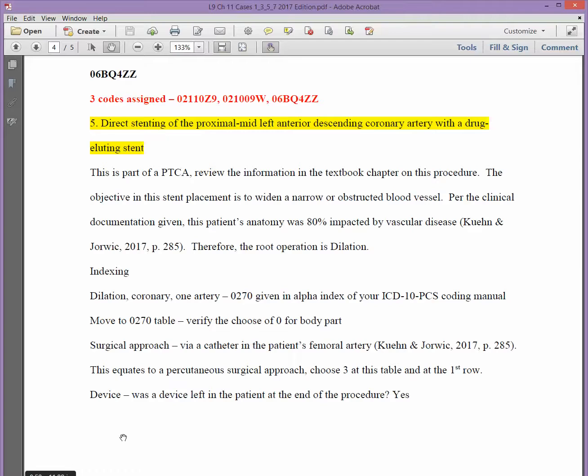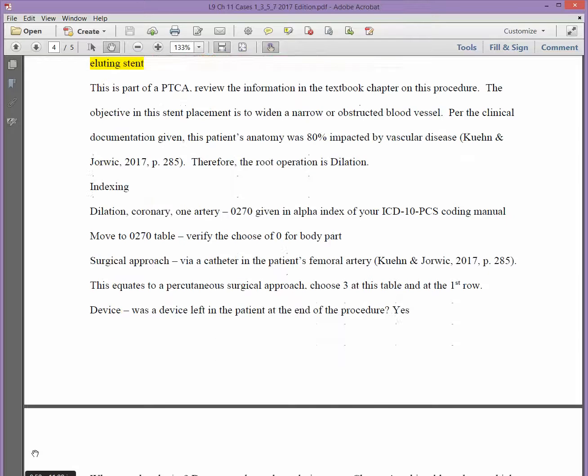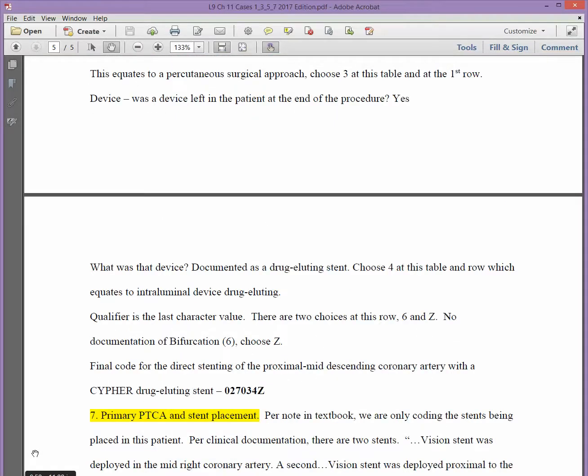Then for our device character value, we have to make a decision. Was a device left in the patient at the end of the procedure? The answer to that question is yes. They left in this stent to keep this artery wall open. What kind of device? It was documented as a drug-eluting stent. At that table, at that row, we're going to choose then 4. 4 equates to an intraluminal, which means inside a lumen, and a lumen means vessel. So inside a vessel device, drug-eluting. In the qualifier for character value, we have 2 choices, 6 and Z. There's no documentation of bifurcation, so we choose Z.